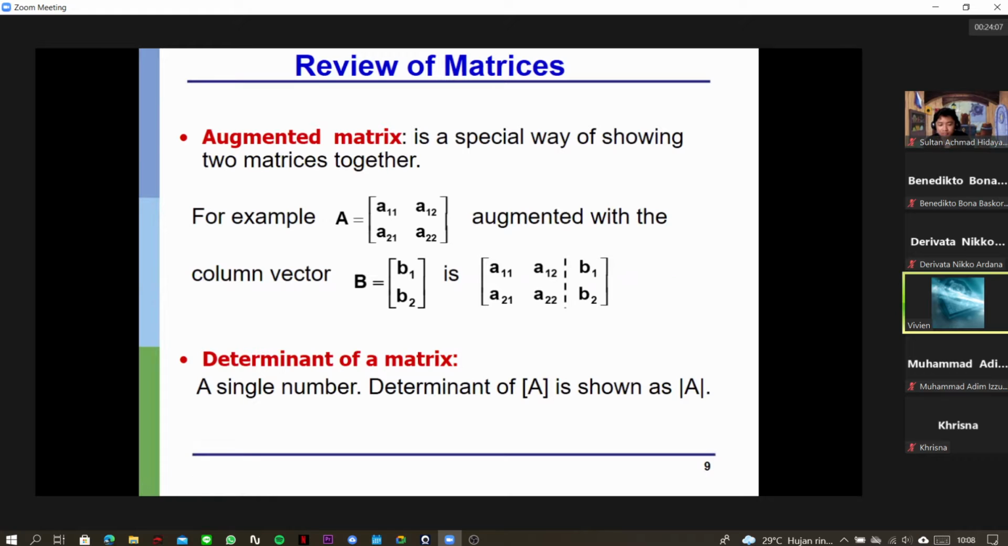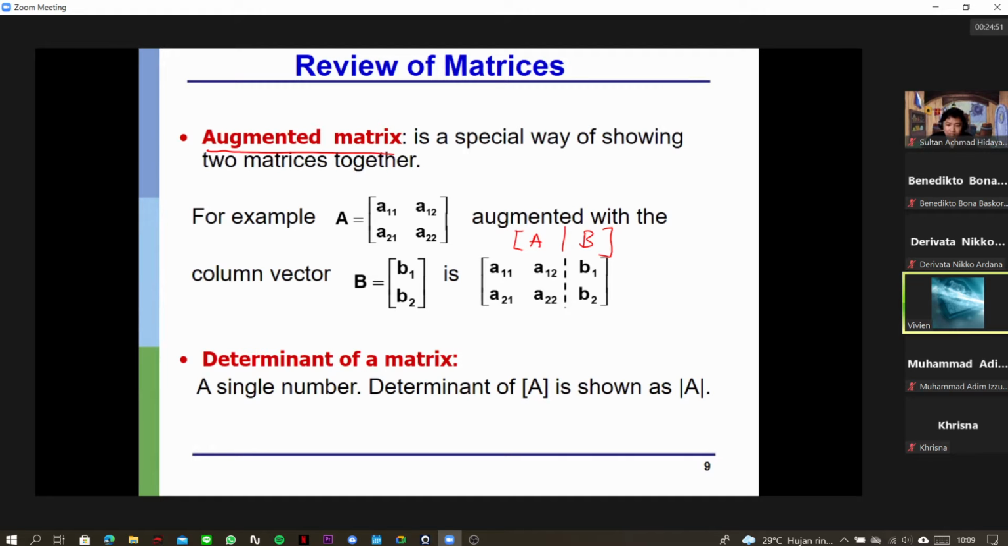Now we have the term augmented matrix. What is meant by augmented matrix is a way of putting two matrices together. It shows two different matrices or vectors. For example, we write an augmented matrix A augmented with B so that we can write it side by side. But still, they are separate. It does not become one matrix; we still have two separate ones, just a way of putting them together side by side. Okay, so this is called augmented.